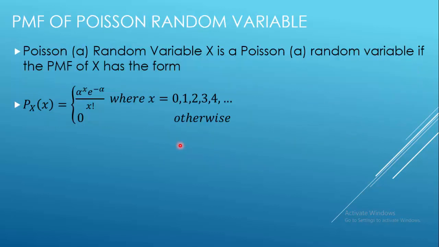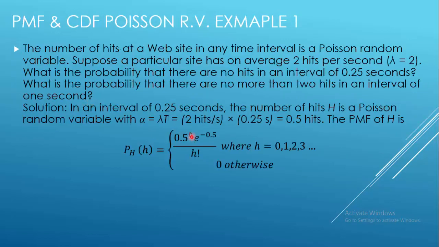We just plugged in the value of alpha over here: 0.5 to the power h, e to the power minus 0.5, divided by h factorial, where h is 0, 1, 2, 3, 4. So to know the probability of having no hit, or 1 hit, or 2 hits, or 3 hits, you can just input the values here and you will get the PMF.